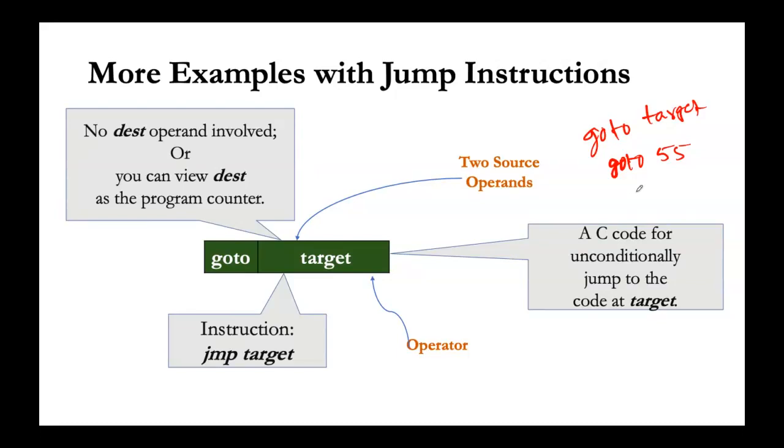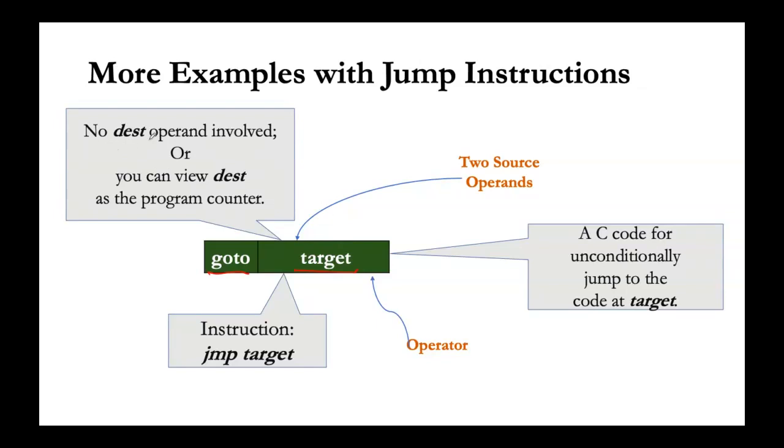Go to the 55th line, or if it is written as 60, go to the 60th line in the code. So in C code, for unconditional jumps, meaning there are no branches, the code jumps to the target line. It is written as one go to and the target. So it has two source operands: one is the go to and the other is the target.